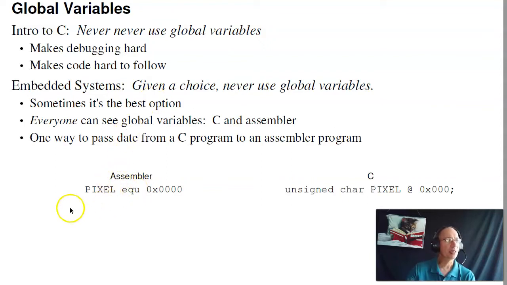In assembly, if I say pixel equals 0, that just says pixel is a variable located at address 0. In C, I can say there's a variable pixel, it's 8 bits, it's located at address 0. Now C knows where the variable is, and the assembler knows where that variable is.